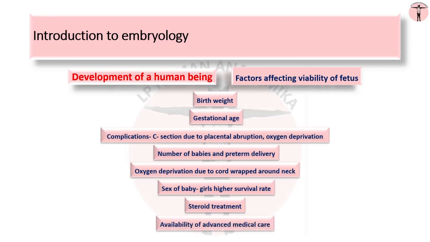And the availability of advanced medical care is very important. In low-income countries, half of newborns born at or below 32 weeks gestational age die due to a lack of medical access. In high-income countries, the vast majority of newborns born above 24 weeks gestational age will survive.